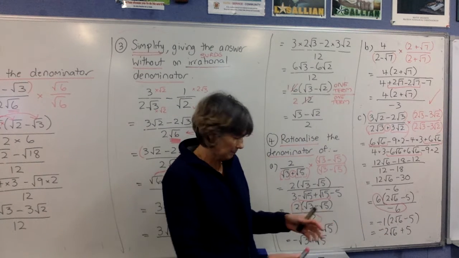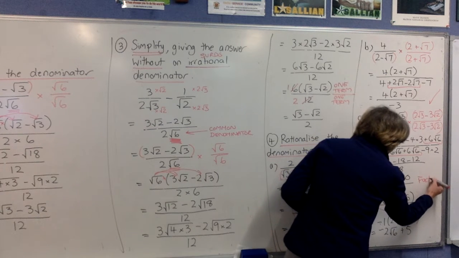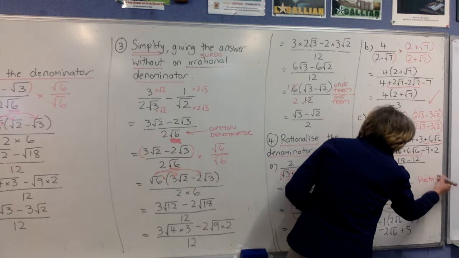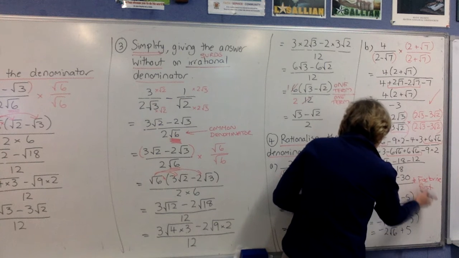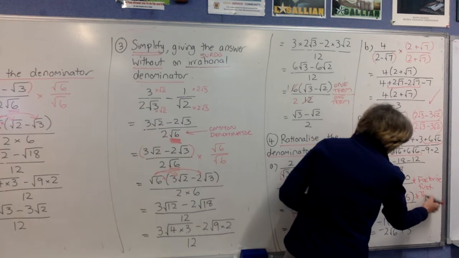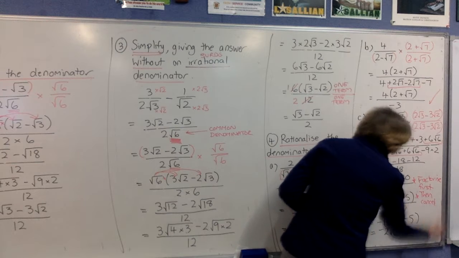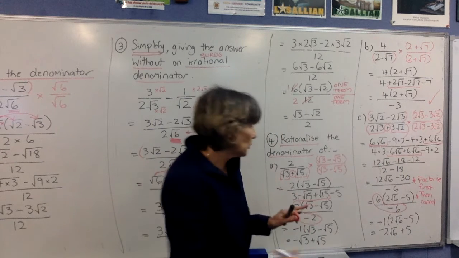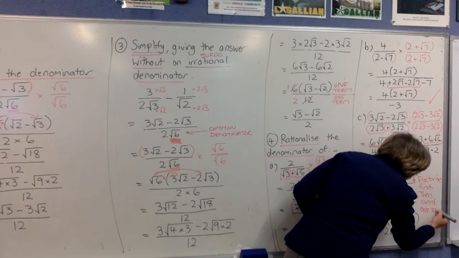So don't forget, no cancelling. Factorise first. Then cancel. Because remember, when you factorise, you are creating one term over one term.